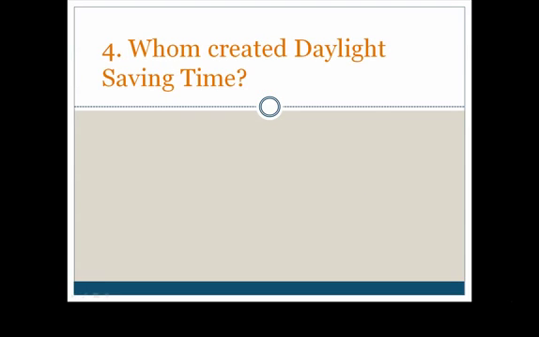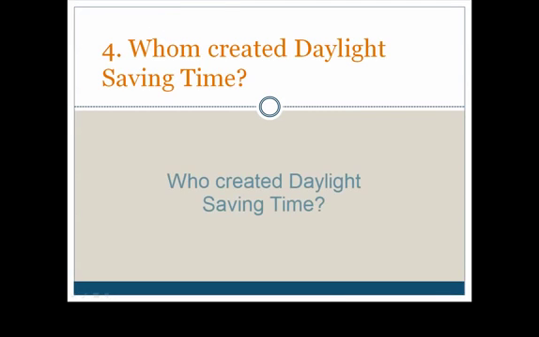4. Correct the mistake. The mistake is with the question word. Our question word is the subject of this question, but whom can only be an object. The correct question is, who created daylight saving time?